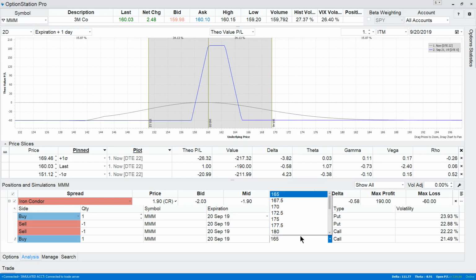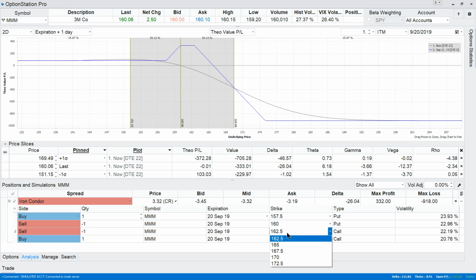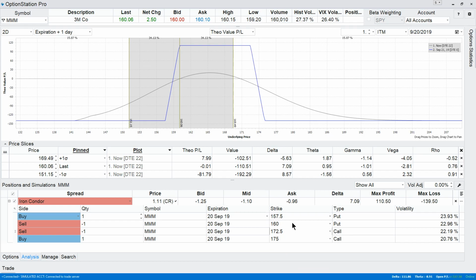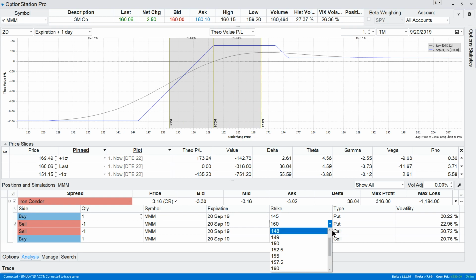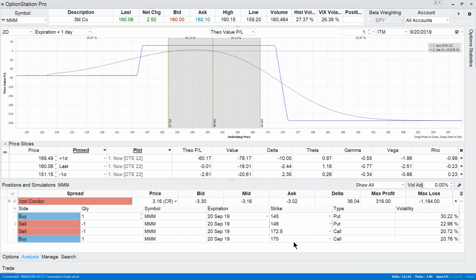On the call side, we're gonna do 175, 172.5. On the put side, we're gonna do 146, okay, 146 and 145. Okay. This is technically known as a broken wing iron condor. Sounds very fancy, okay? You can see it on the graph above.